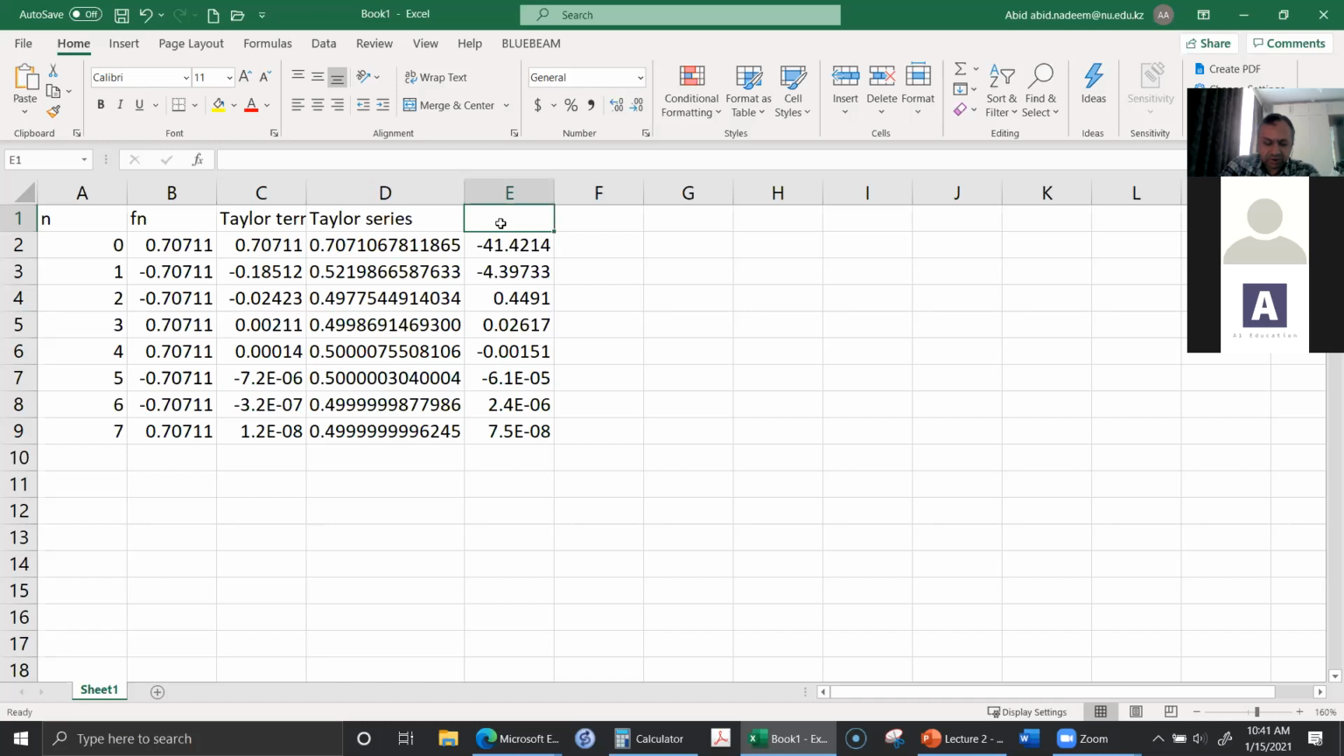I have calculated the percentage relative error. Okay, percentage relative error. So for minus 41.5, minus 4.3, 0.4, and then so on. And then in the end, you can see that the relative error becomes much lower. Okay, so in this way, starting from the 0th to the 6th order, or even for any order, you can calculate the values.